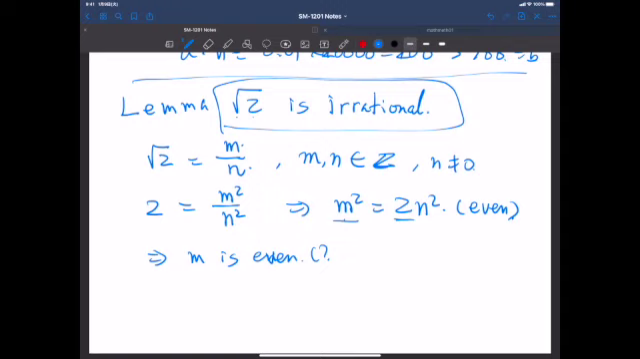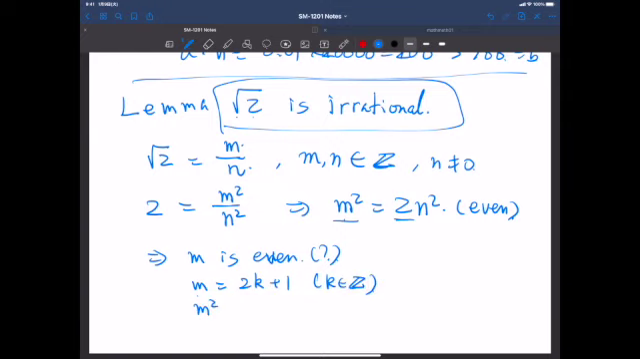Why? If m is not even, then it should be odd, right? So suppose m is odd, then we can express m as 2 times some integer plus 1. So it's an odd number, right? Where k is an integer.